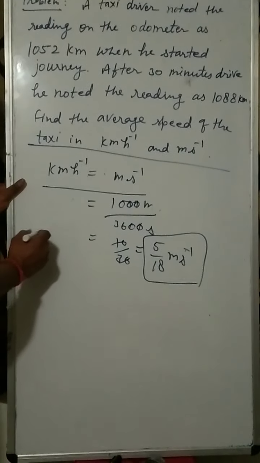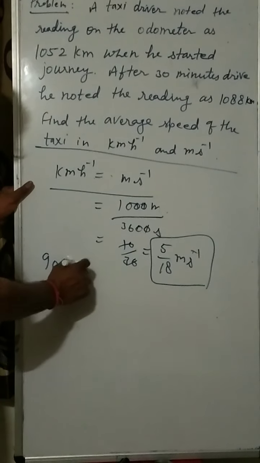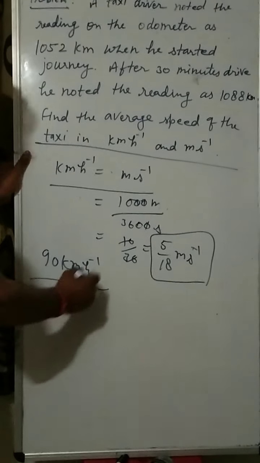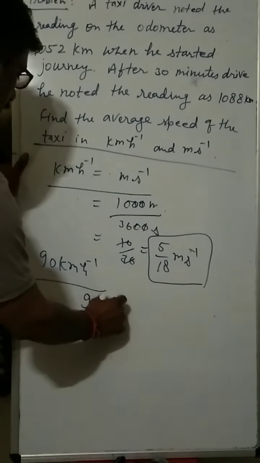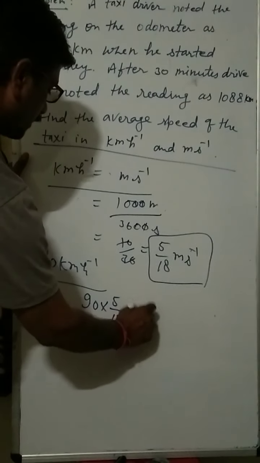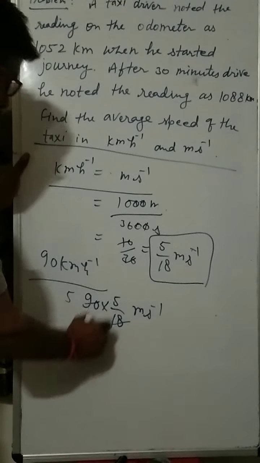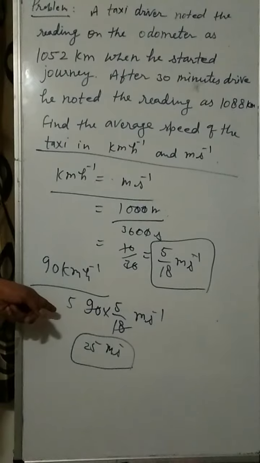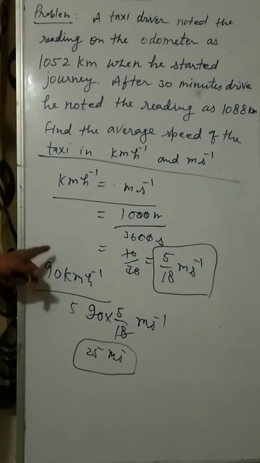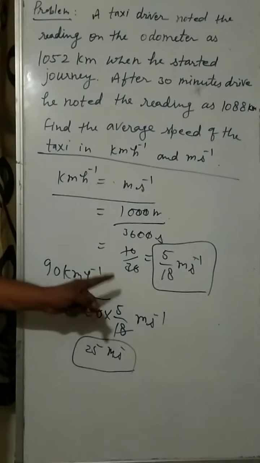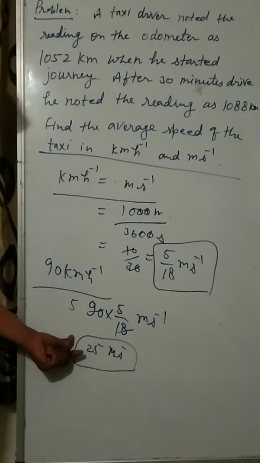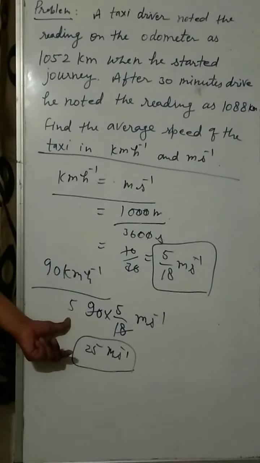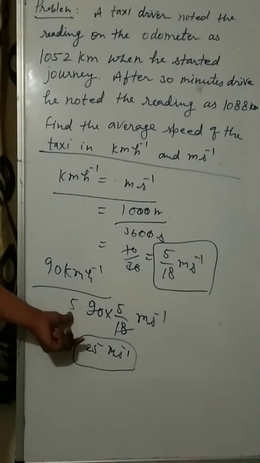Suppose you are given 90 kilometer hour inverse 1, and you have to convert it to meter per second. So multiply 90 with 5 upon 18. This will be in meter second inverse 1. 5 times, and 5 into 5 is equal to 25 meter second inverse 1. I hope this is clear to all of you. Whatever kilometer per hour is given, you have to multiply it with 5 upon 18, and it will give you the meter per second value. Okay, enough for today.